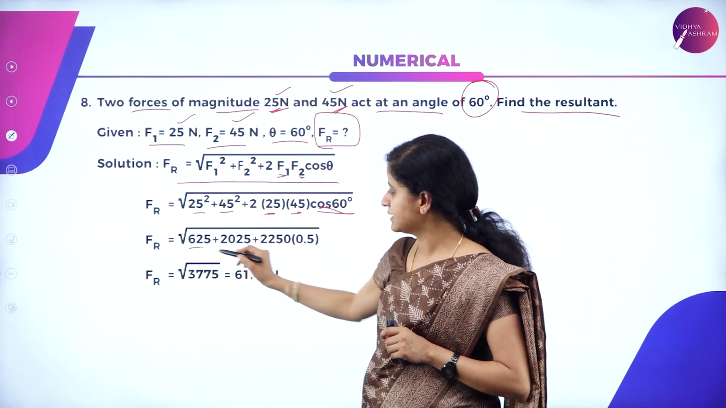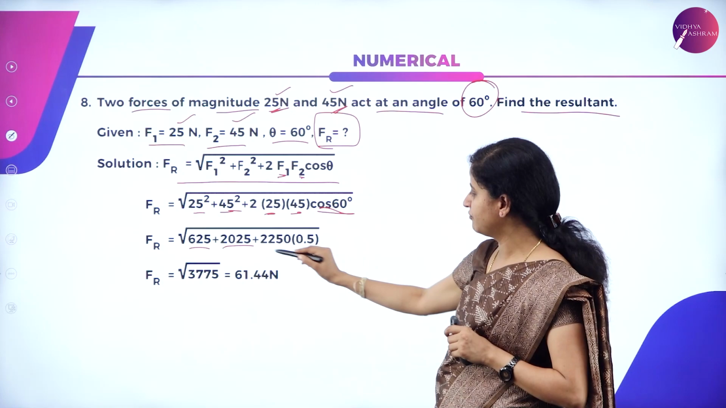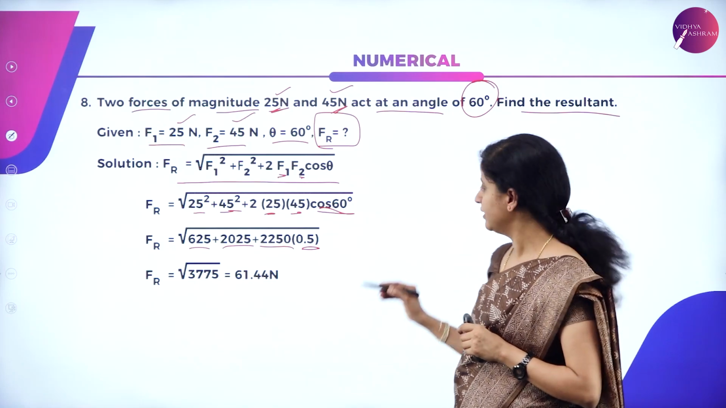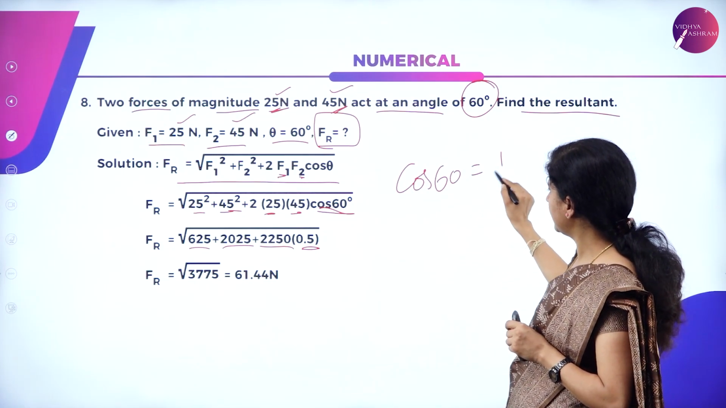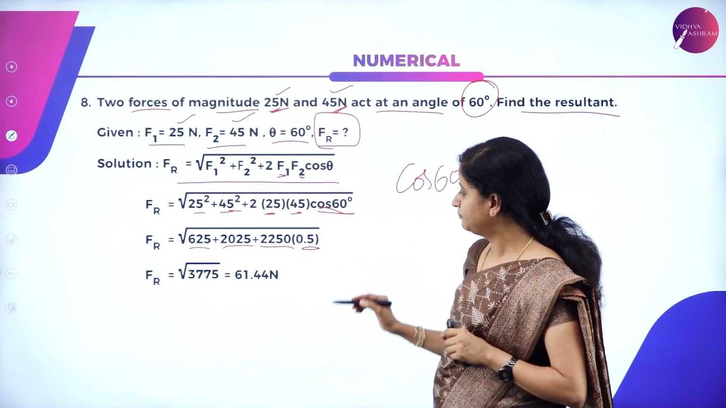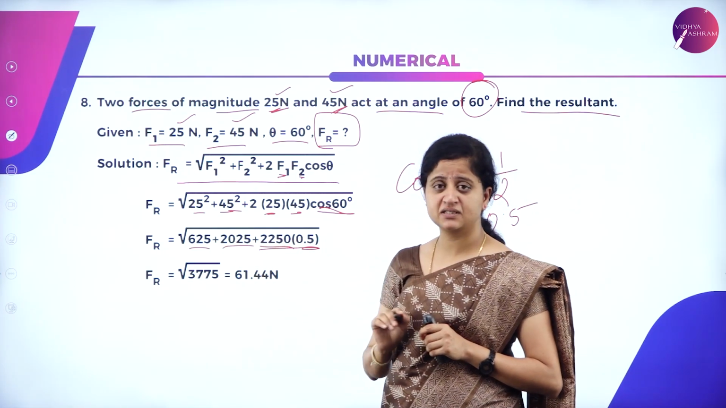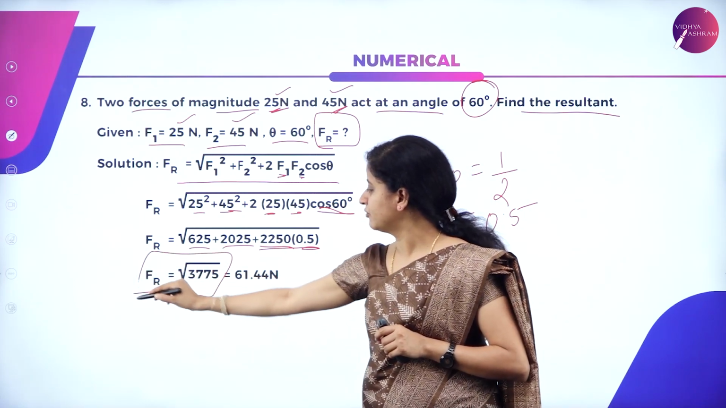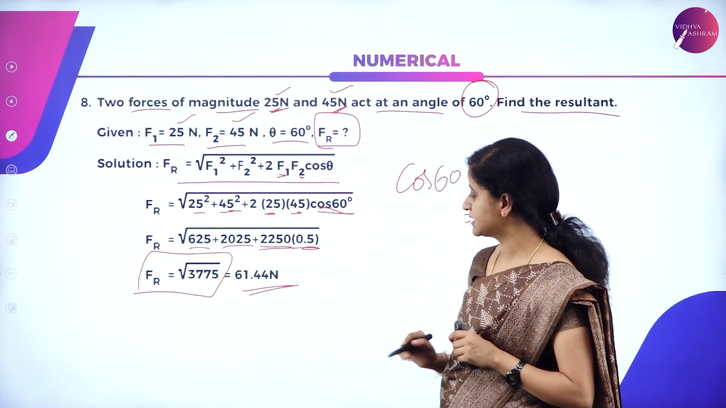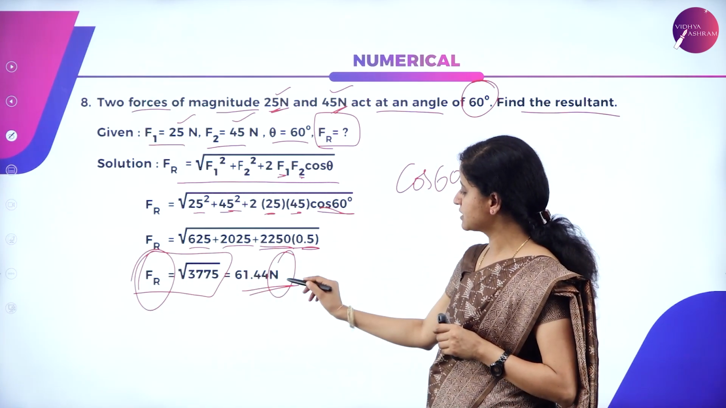So what is 25 square? It is 625. 45 square is 2025, plus 2 into 25 into 45 gives us 2250, and cos 60 value is nothing but 0.5. Why? Because cos 60 is nothing but 1 by 2, and 1 by 2 is nothing but 0.5. So substitute everything and multiply 2250 with 0.5, then add the answer with 2025 plus 625, and you will get the resultant force as root of 3775, and the square root of 3775 is 61.44. Since we have calculated the resultant of forces, the unit must be Newton.